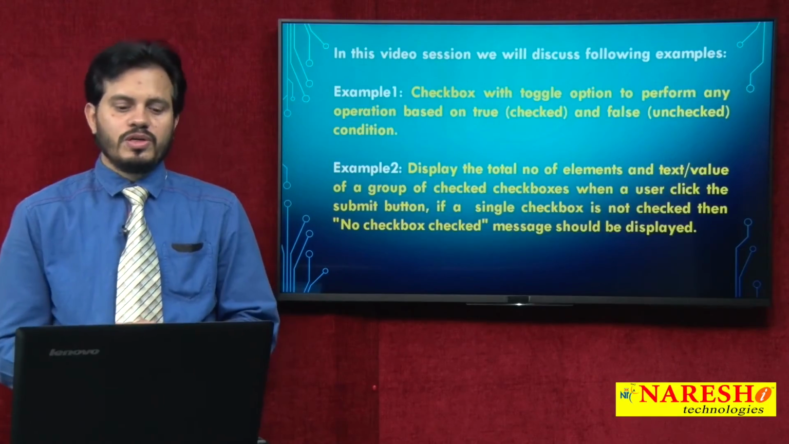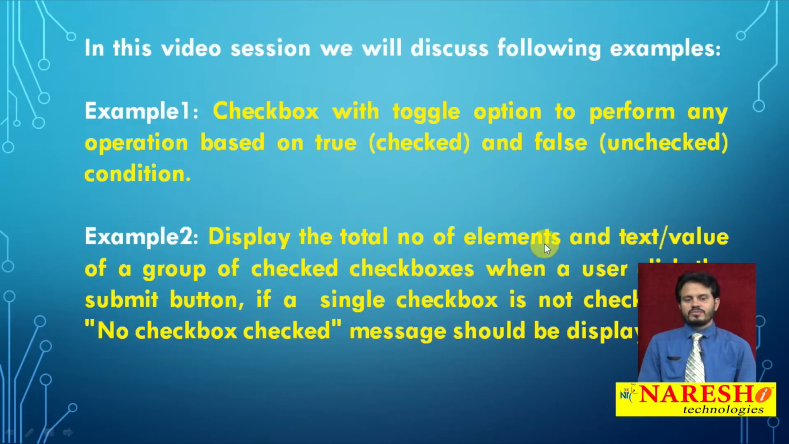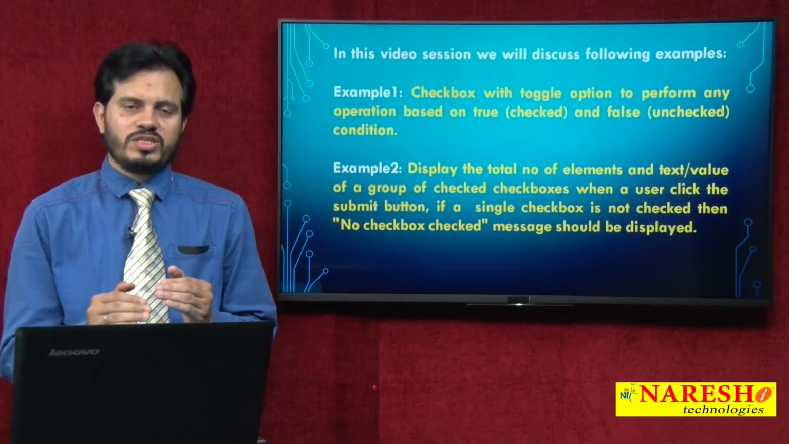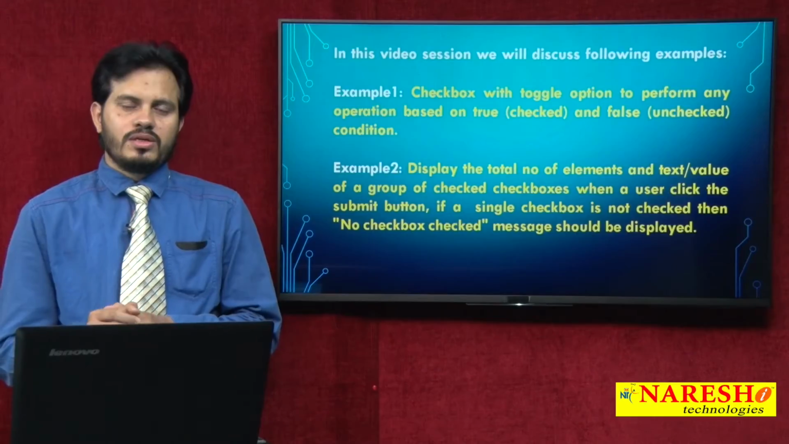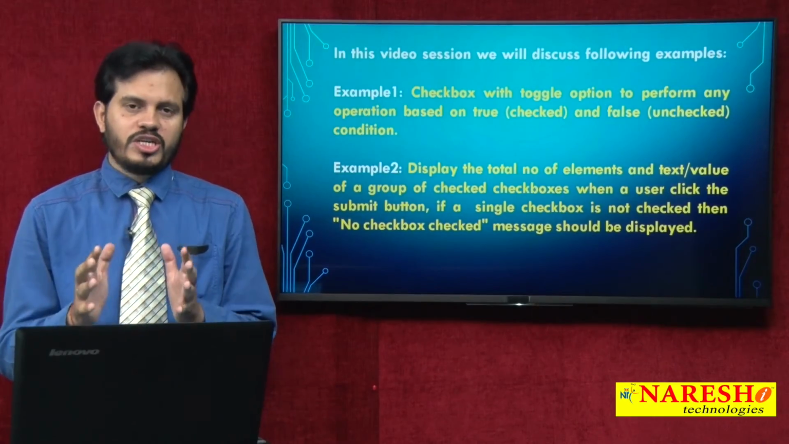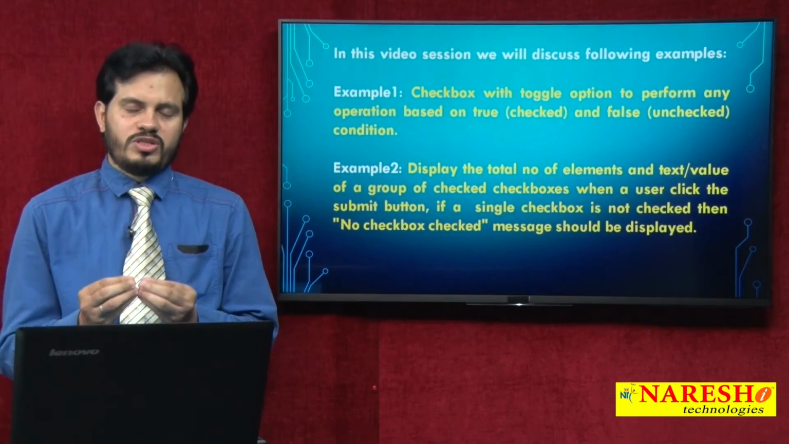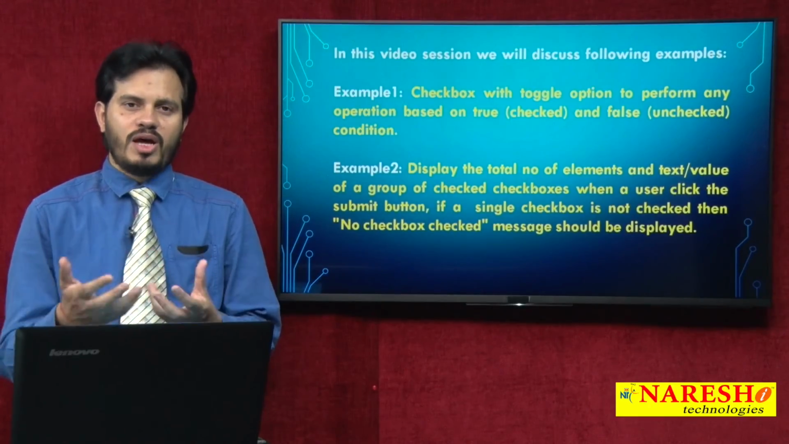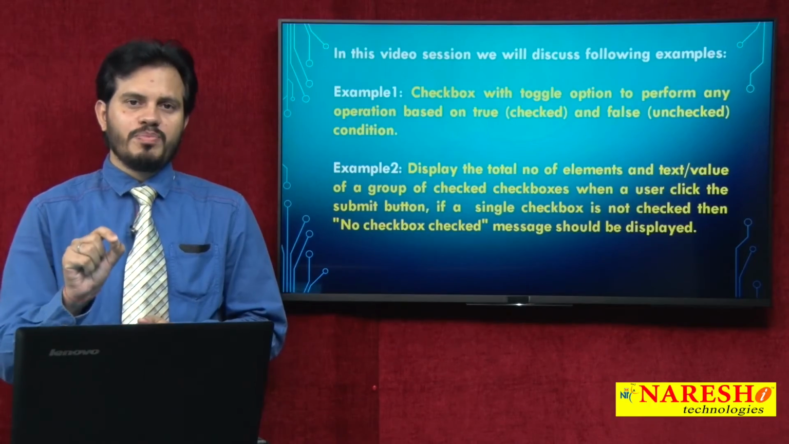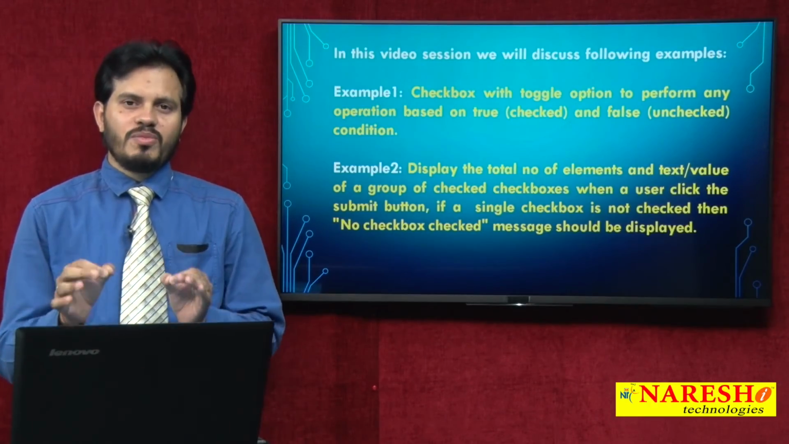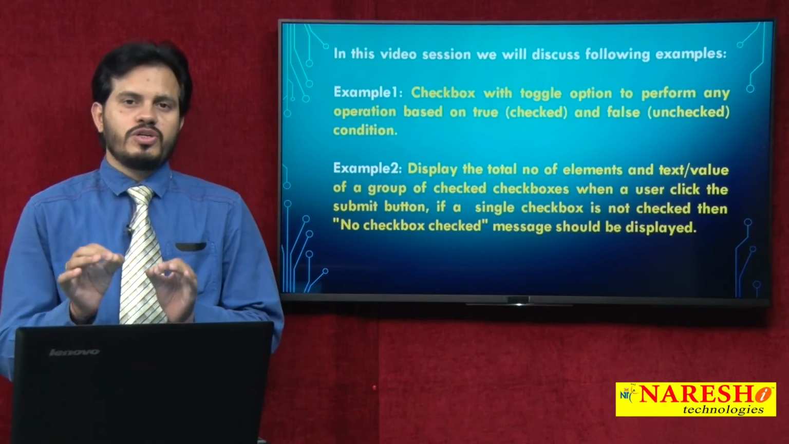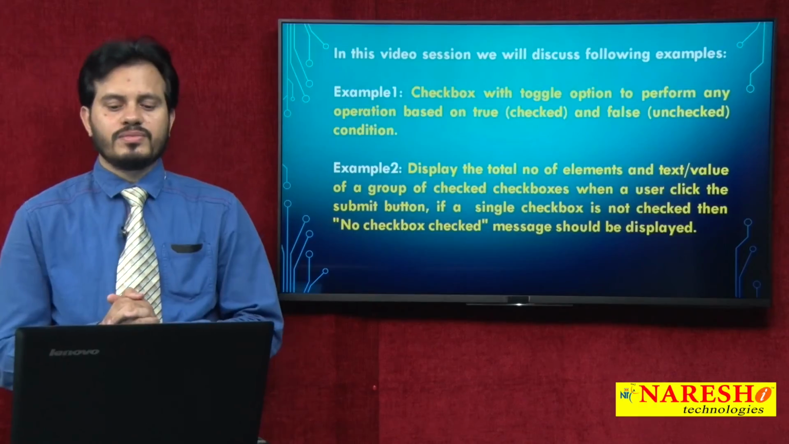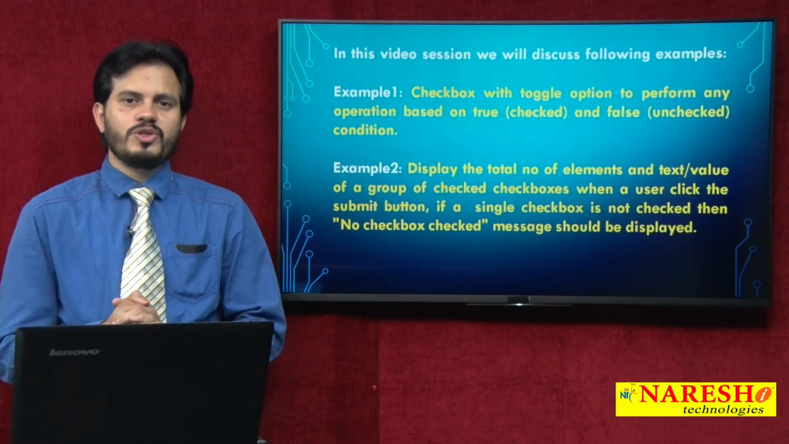And example number 2, display the total number of elements and text as well as value of a group of checked checkboxes. Means if we have a group of checkboxes, whichever checkboxes are checked by the user, that should display the total number of checked checkboxes, and whatever the checkboxes are checked, their text as well as their value to display when user clicks on a submit button. If a single checkbox is not checked, then it should display a message no checkbox checked. This is the example we are going to implement.